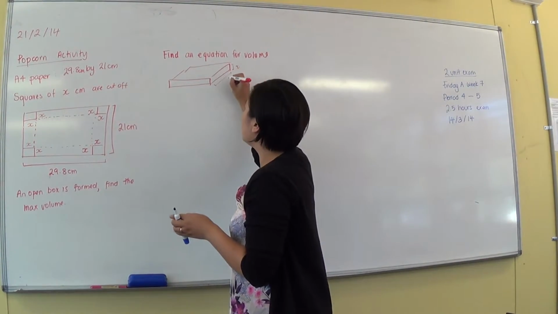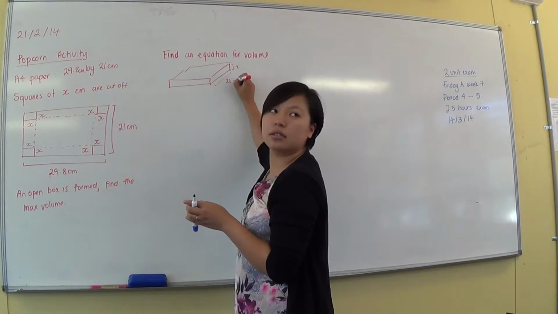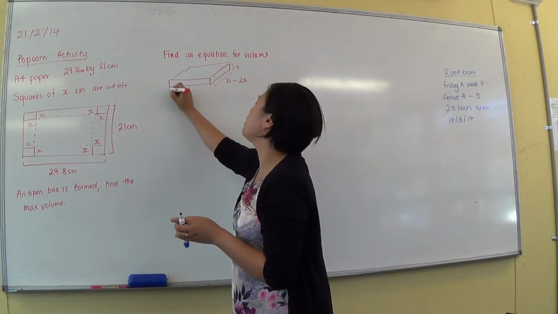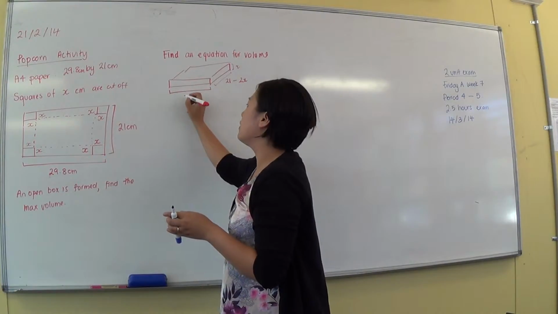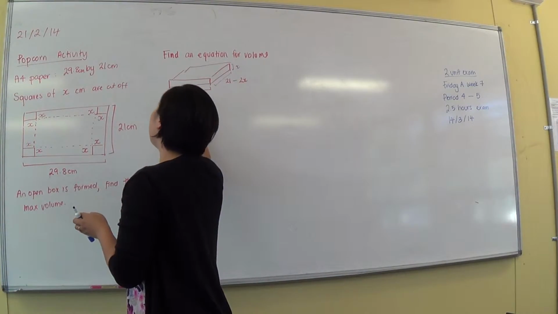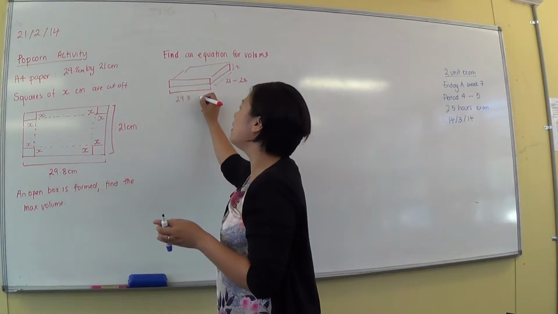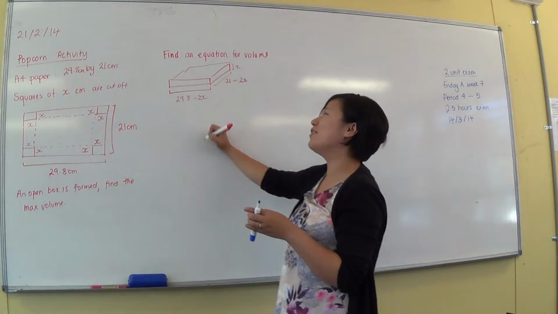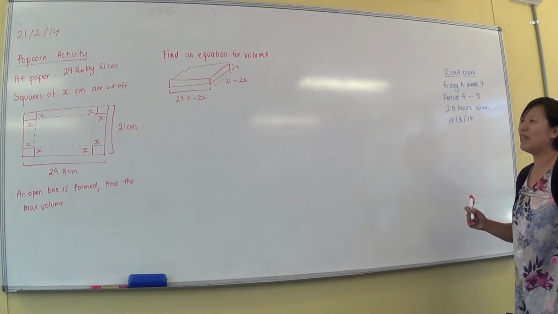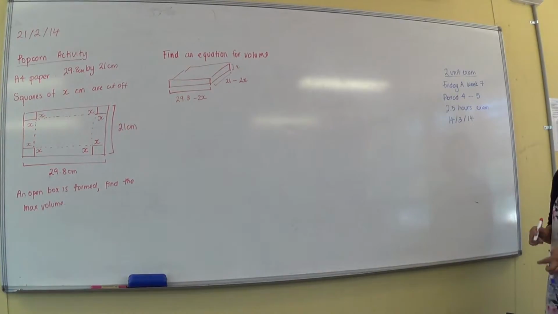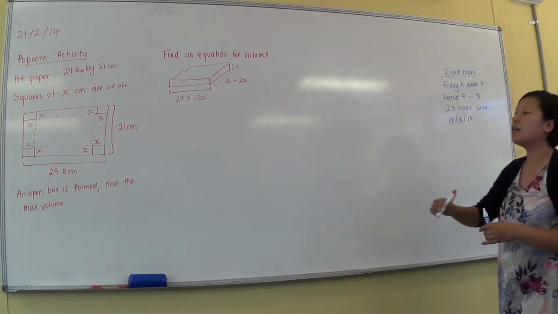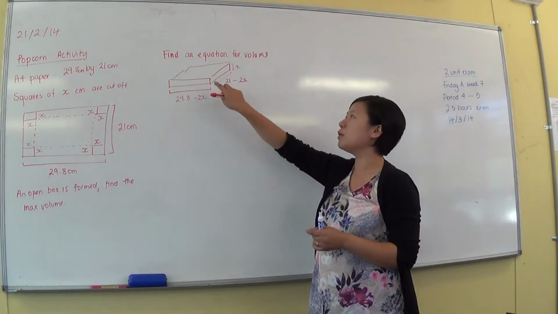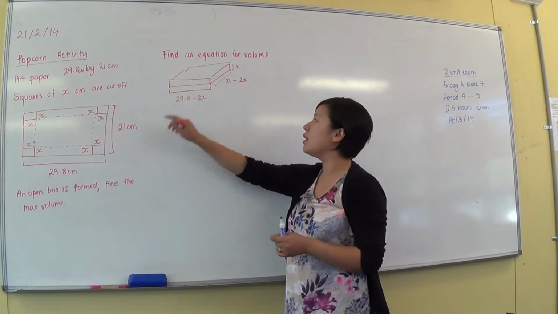21 minus 2x. Yeah, 21 minus 2x. And what would this one be here then? 30 minus 2x. No, we're not rounding it off. So 29.8 minus 2x. Don't round it off. I know, rounding it off would make it easier to calculate, but we'll be exact. Alright, so when we fold up those sides, that's our box.